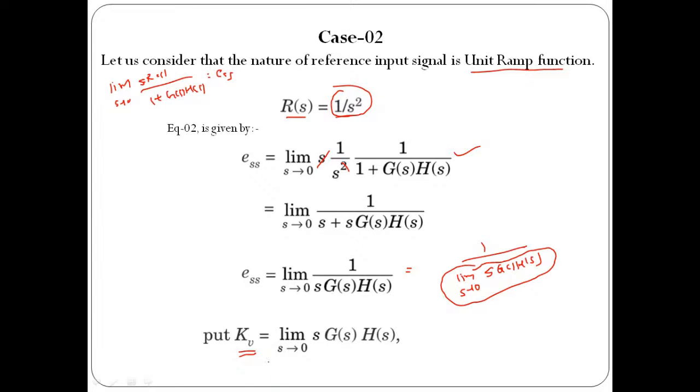So in case of unit step, we have positional error coefficient Kp. In case of unit ramp, we have velocity error coefficient. So the steady state error is 1 upon Kv. That's it. This is the expression to calculate steady state error when the system is excited by unit ramp input signal. This you have to remember.